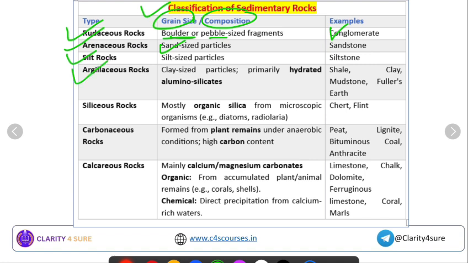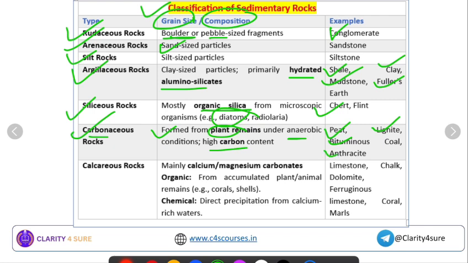Then if it is clay-sized particles, then it is called argillaceous rocks, and they are primarily hydrated aluminosilicates. Examples are shale, clay, mudstone, fuller's earth, etc. Next is siliceous rock, formed mostly from organic silica from microscopic organisms like diatoms. Examples are chert and flint. Next is carbonaceous, that is high carbon content, formed from plant remains under anaerobic conditions. Examples are peat, lignite, bituminous coal, anthracite, etc.